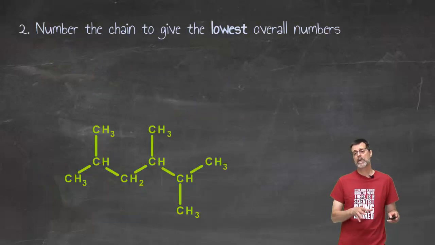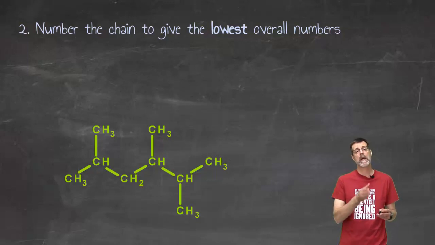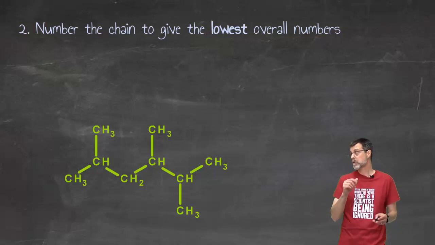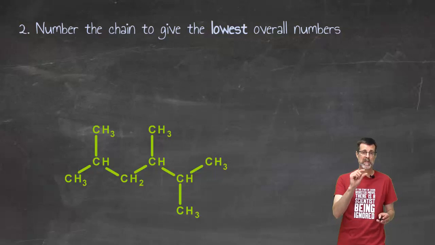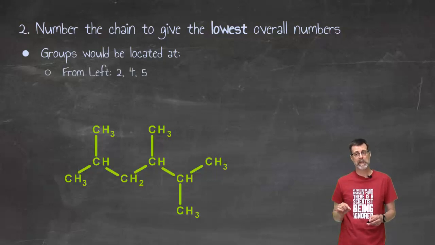Okay. Second rule is that we're going to number the chain to give the lowest overall numbers. And what that means is I'm going to count the carbons, 1, 2, 3, 4, 5, from either the left or the right so that those branches get position numbers. So if I take this one, and I numbered it from the left, then from the left I've got other branches at carbon number 2, carbon number 4, and carbon number 5.